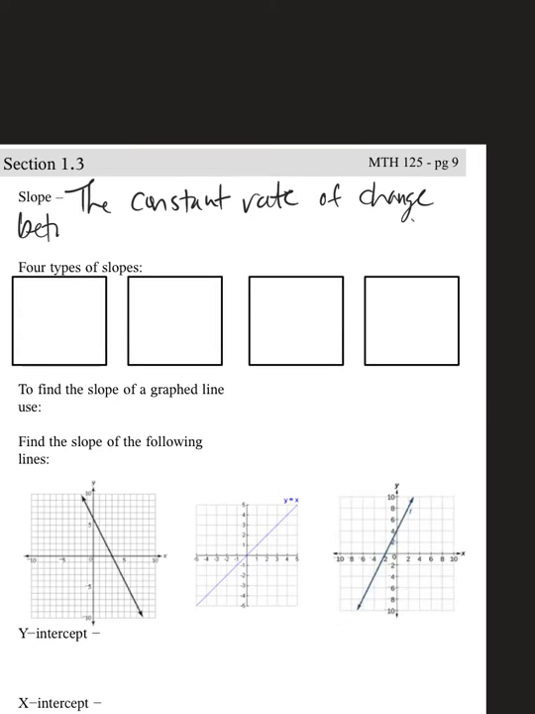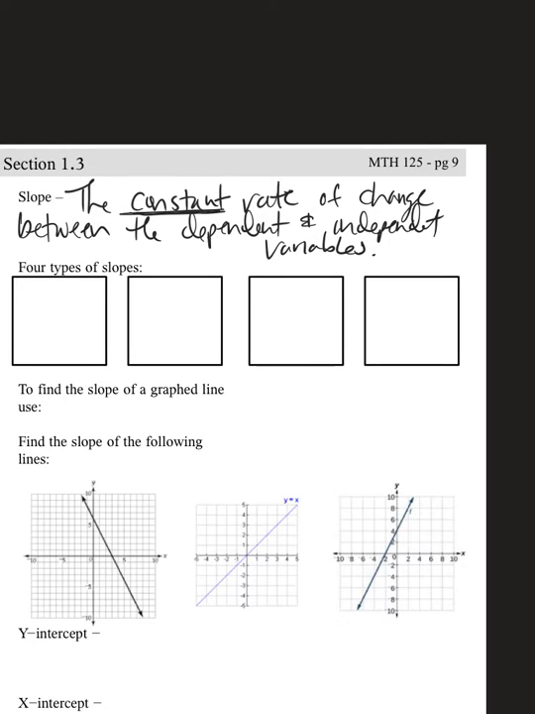Between the dependent and independent variables. The really important part of this is the word constant and the phrase rate of change. We'll be going back and forth with this plenty of times for you to understand it if you don't understand it yet. There are 4 types of slopes.